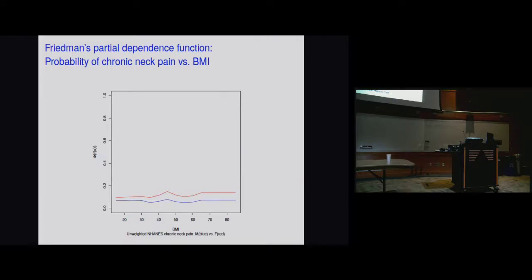But I figured, okay, BMI is good enough, right? Let's just summarize it for BMI. So I used the partial dependence function, and this is what you get. I think red are women and blue are men. So what do you think of that?